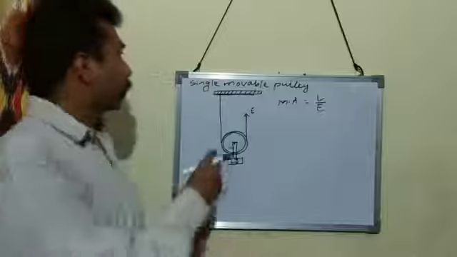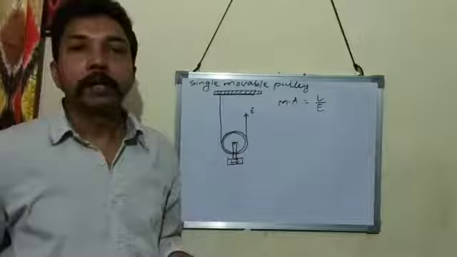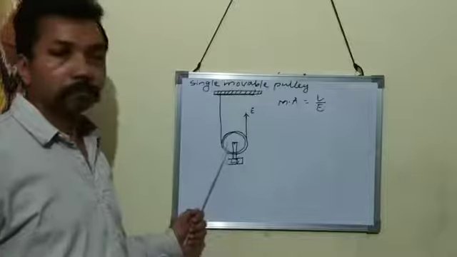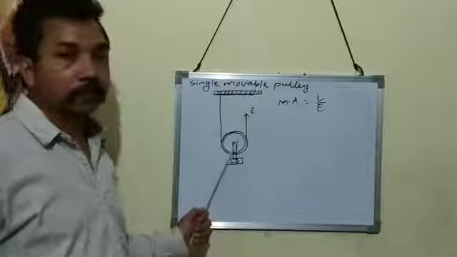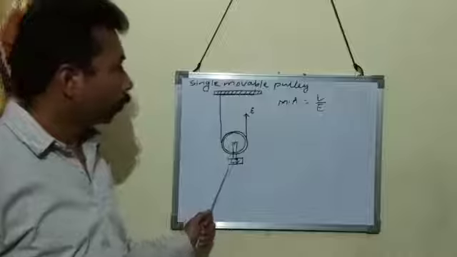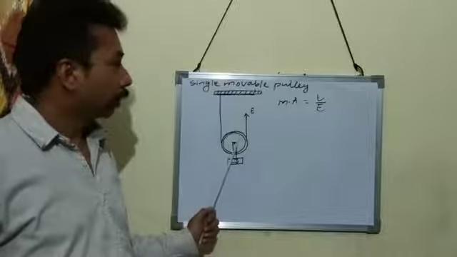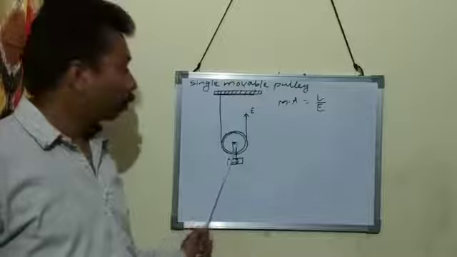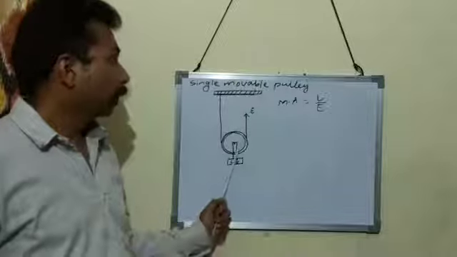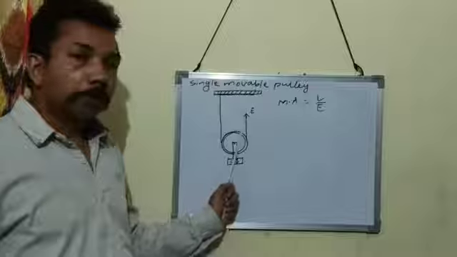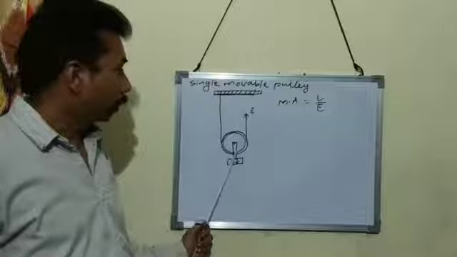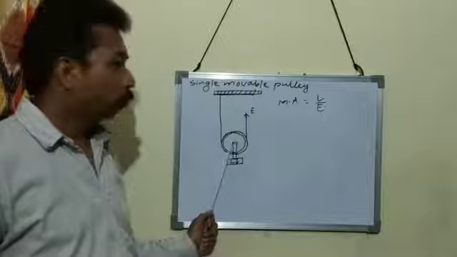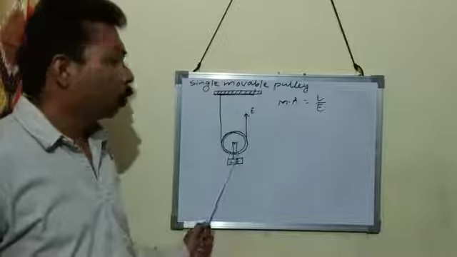Now the next one is the single movable pulley. In a single movable pulley, a single pulley is not fixed. So this single pulley is movable. This pulley moves along with the load. When the effort is applied upward, the load along with the pulley moves upward. Pulley and load move together.